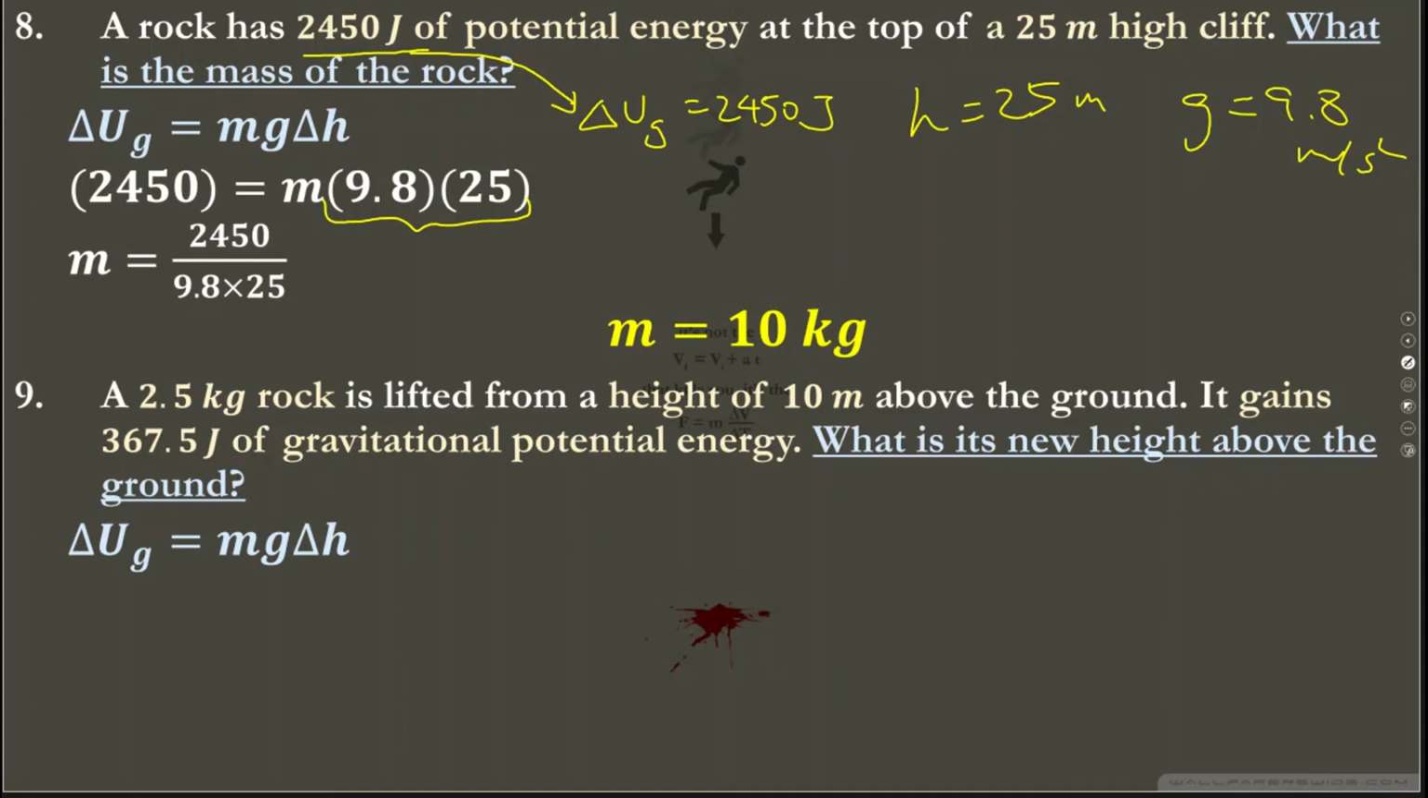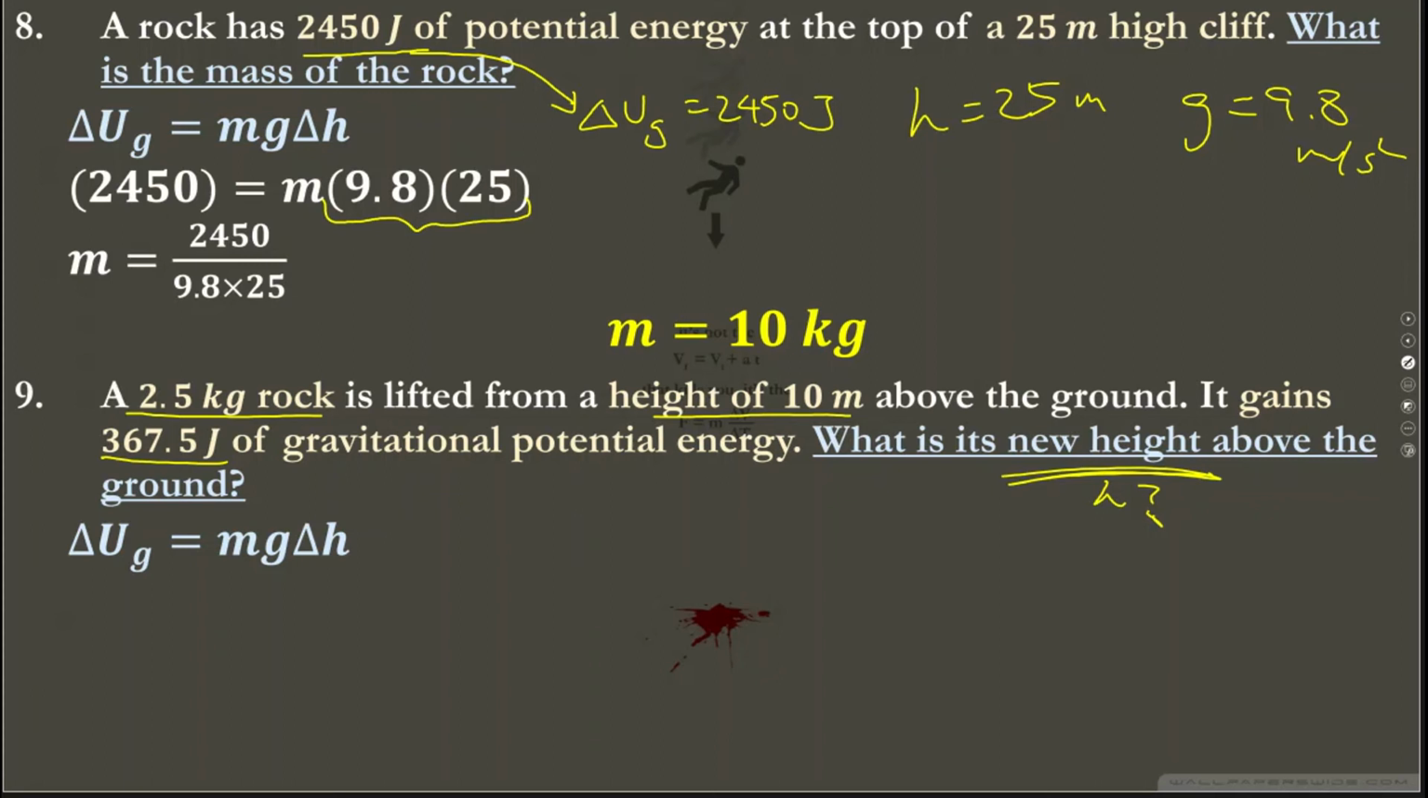Going through to the next question, we have a 2.5 kilogram rock lifted from a height of 10 meters above ground. It gains 367.5 joules of gravitational potential. What is the new height? What is H?